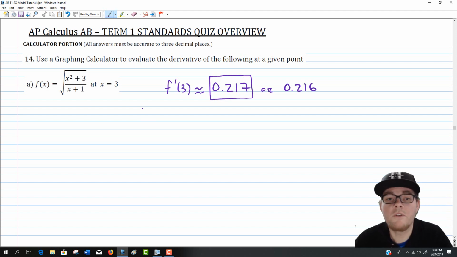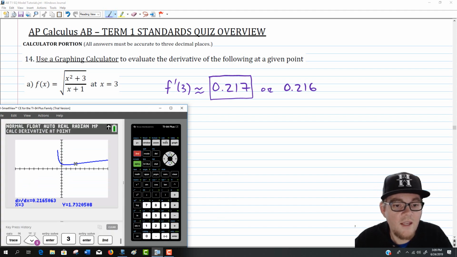So there's the first one. So the first option involved using the graphing calculator. To illustrate that one more time, it was second calc.